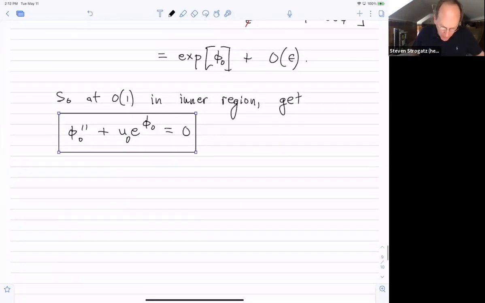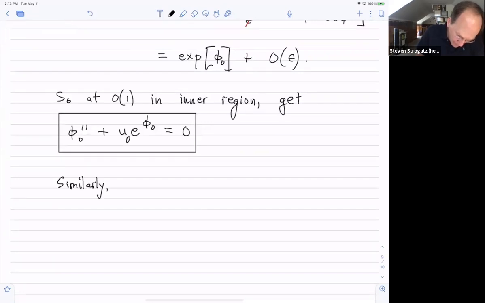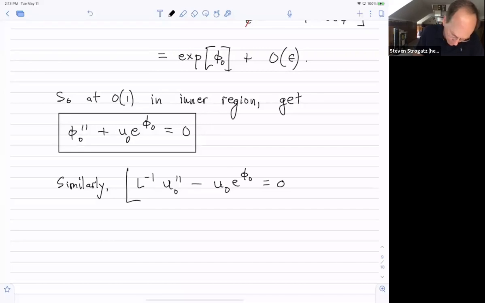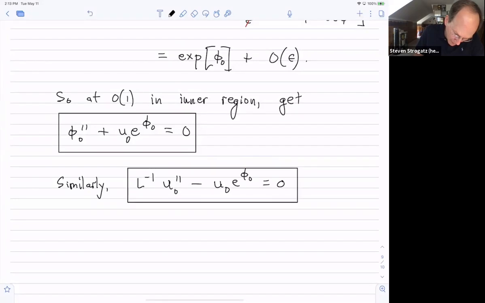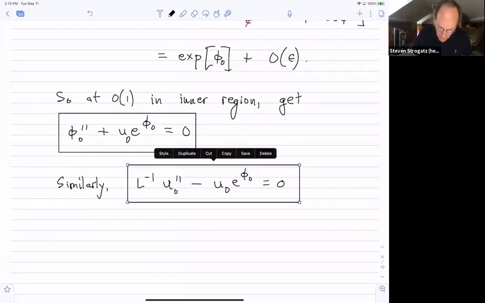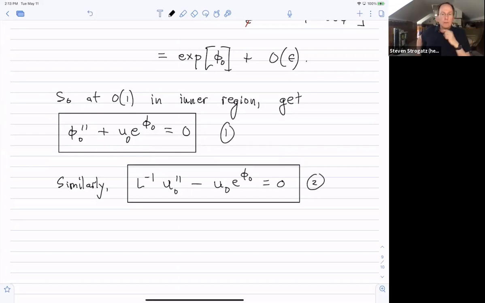And so I'll let you, maybe as an exercise, check what happens with the other equation. But similarly, what you'll find for the y equation is that you get L inverse u0 double prime minus u0 e to the phi 0 equals 0. So that's what happens to the other differential equation. And these two are so important that I'm going to give them some names. I'm going to call these equations 1 and 2. And actually, you can see some nice stuff. If you add equations 1 and 2, you can make their nonlinear term cancel out.